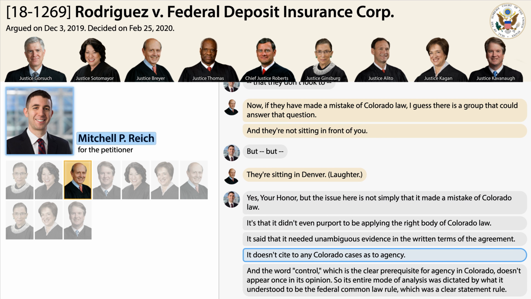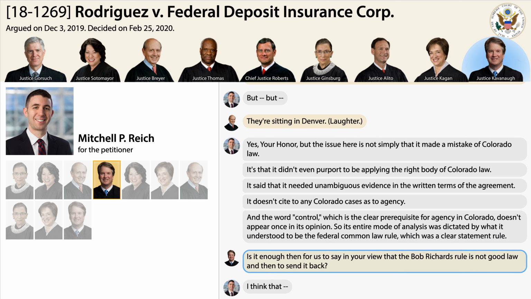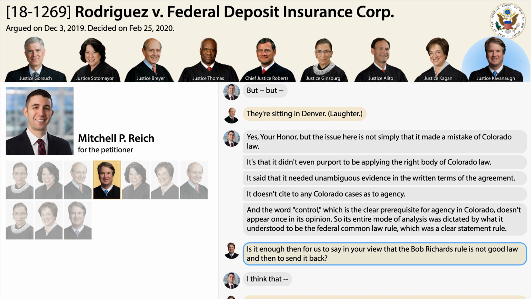It doesn't cite any Colorado cases as to agency, and the word control, which is the clear prerequisite for agency in Colorado, doesn't appear once in its opinion. So its entire mode of analysis was dictated by what it understood to be the federal common law rule, which was a clear statement. Is it enough then for us to say, in your view, that the Bob Richards rule is not good law and then to send it back?